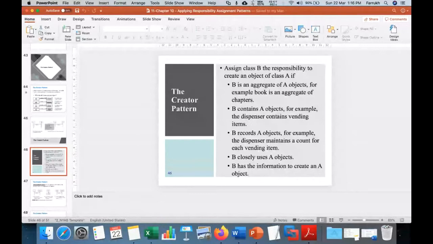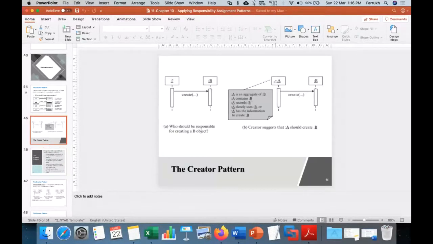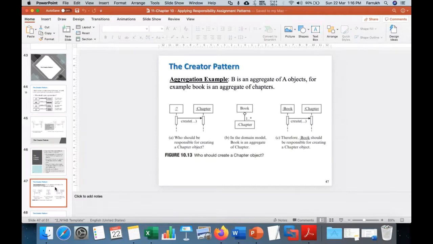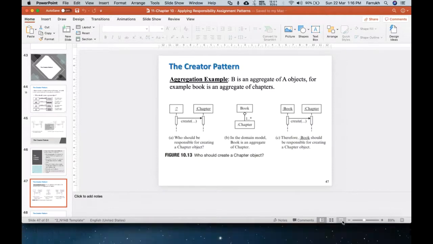Instead of saying A is the creator, in this picture A and B are written in reverse. Anyway, I hope you understand it, but I will describe it with the help of examples here, one by one.